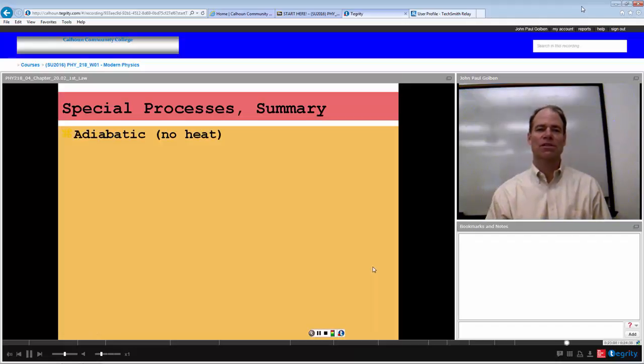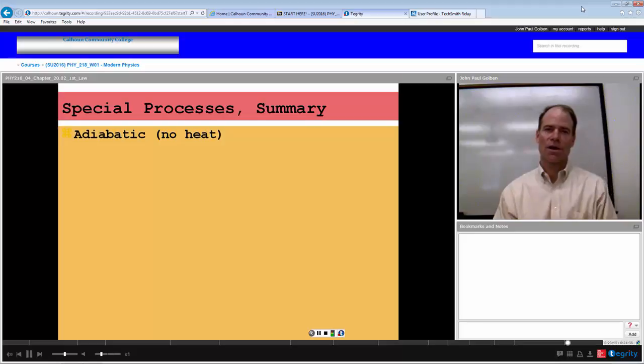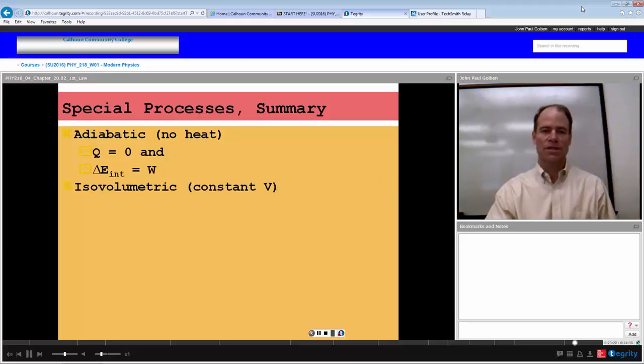So here's a summary of our special processes with the first law and transfer variables. If we have an adiabatic process with no heat, Q is equal to 0, and in this particular case, by the first law, the change in internal energy is equal to the work done on the system. Any work done on the system will go into a change of the internal energy in the state. Isovolumetric is a constant volume, which means we can't do any work. So no work done either on or by the system. And in that case, by the first law, the change in internal energy is equal to whatever heat we add to the system, positive or negative.